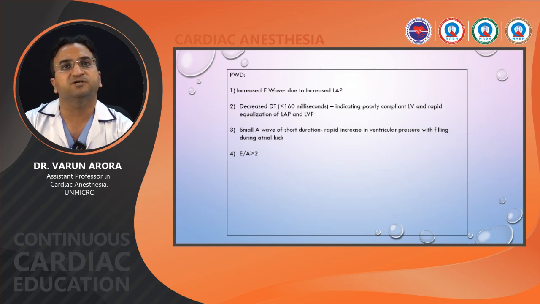On echo, when we put the pulse wave Doppler, we can see diastolic dysfunction, like an increased E wave due to increased left atrial pressure. There is a decreased deceleration time, less than 160 milliseconds, indicating a poorly compliant left ventricle and rapid equalization of left atrial pressure and left ventricular pressure. There is a small A wave of short duration due to rapid increase in ventricular pressure with filling during atrial kick. Coming to the transmitral inflow pattern, E by A is more than 2, which is characteristic of diastolic dysfunction.